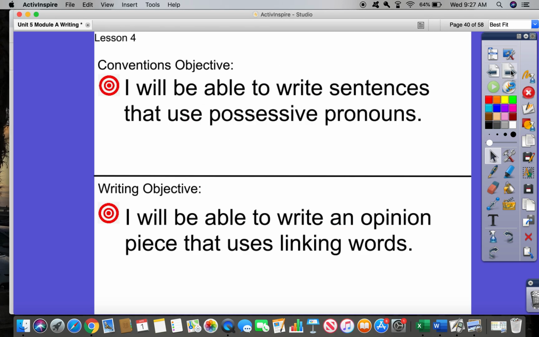Our lesson objectives for today are, for the conventions, I will be able to write sentences that use possessive pronouns. And our writing objective is, I will be able to write an opinion piece that uses linking words.